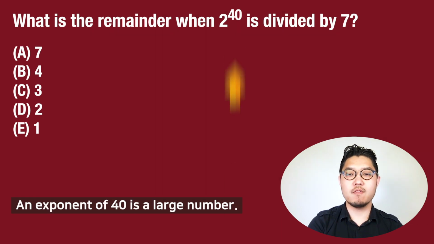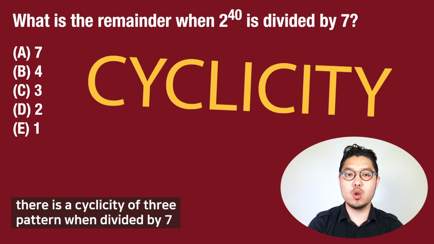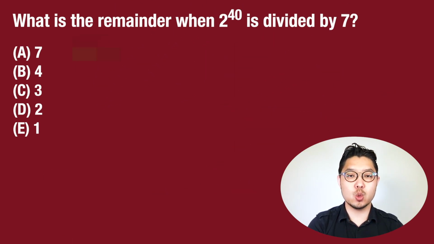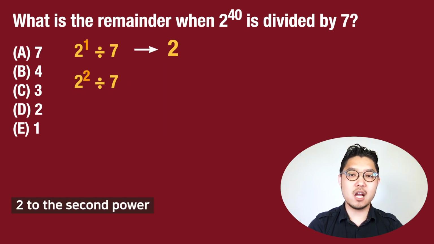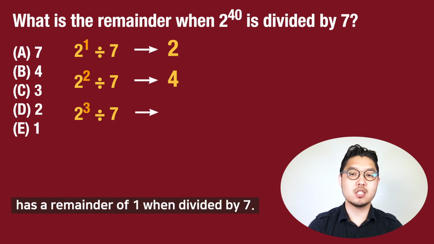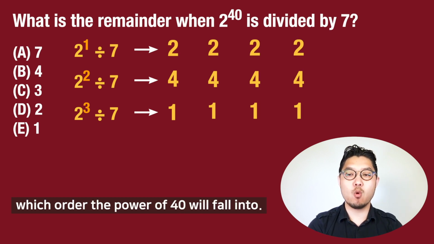An exponent of 40 is a large number. From the tutorial, you learned that there is a cyclicity of 3 pattern when divided by 7 for an exponential number with base 2. 2 to the first power has a remainder of 2 when divided by 7. 2 to the second power has a remainder of 4 when divided by 7. 2 to the third power has a remainder of 1 when divided by 7. And the pattern repeats.